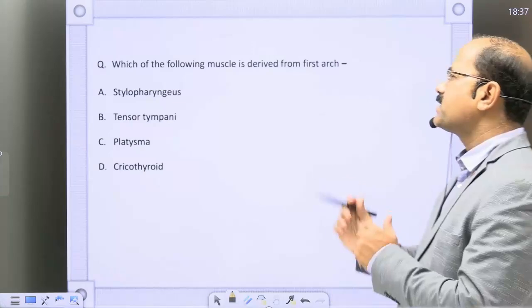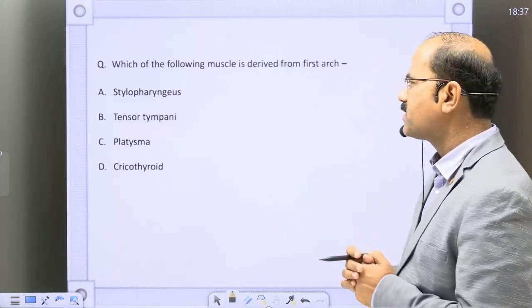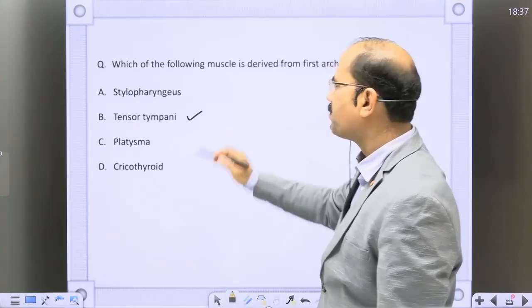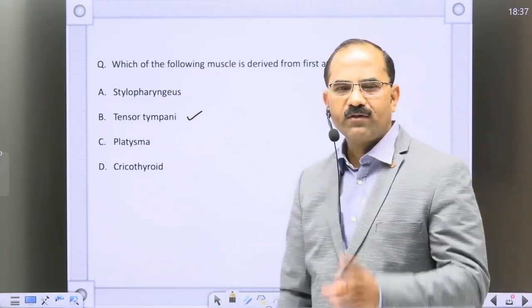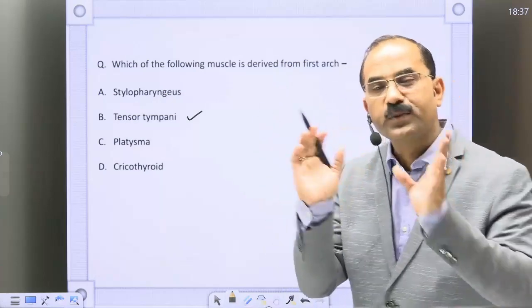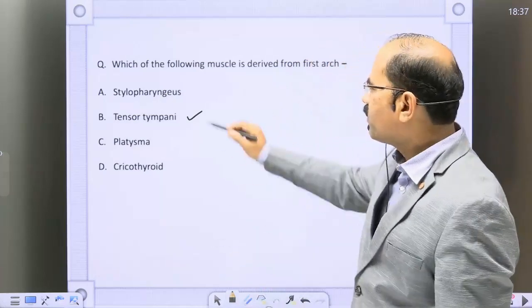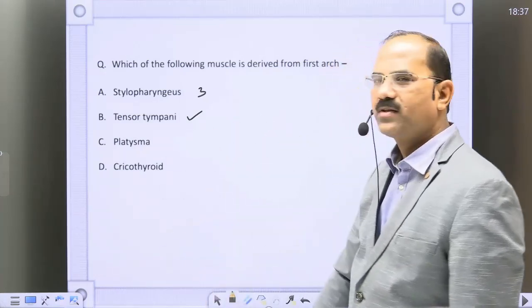Which of the following muscles is derived from the first arch? Can anyone answer this? Yes, the answer is tensor tympani. Tensor tympani is derived from the first arch, so you need to know the muscles which are derived from the arches. Stylopharyngeus is derived from the third arch.